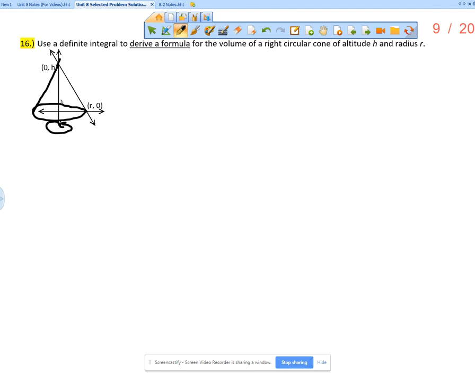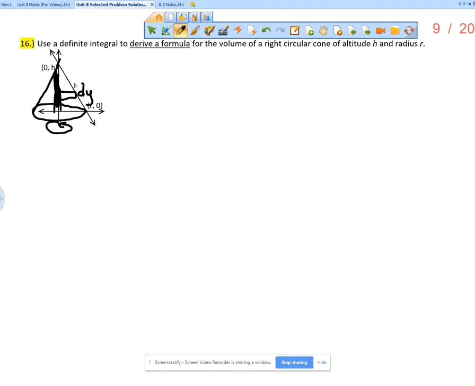First of all, I need to think about the fact that I'm revolving around the y-axis. I'm going to be using a dx. Sorry, not a dx, a dy, because a dy is perpendicular to the axis of rotation, and that would allow me to use the disk method. This is actually a disk method, not a washer method, because there's no gap between the region and the axis of rotation.